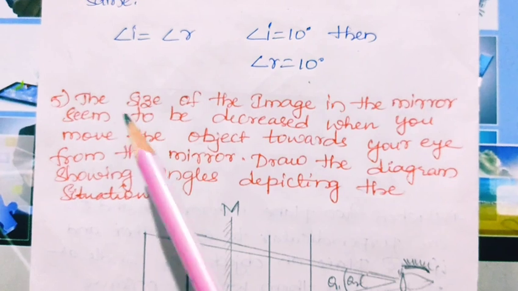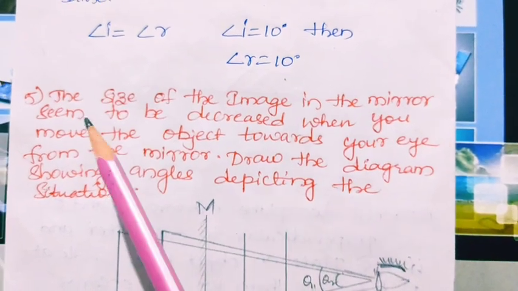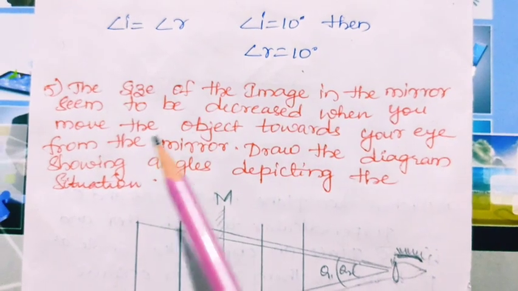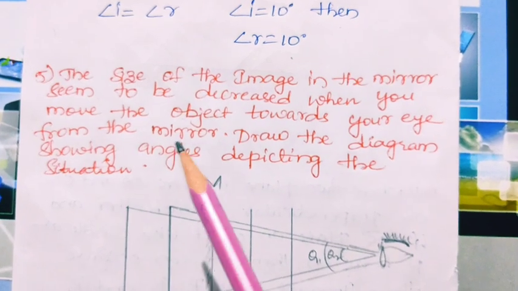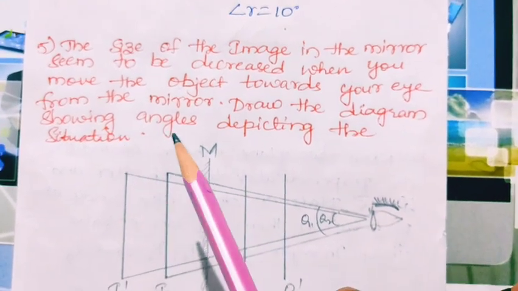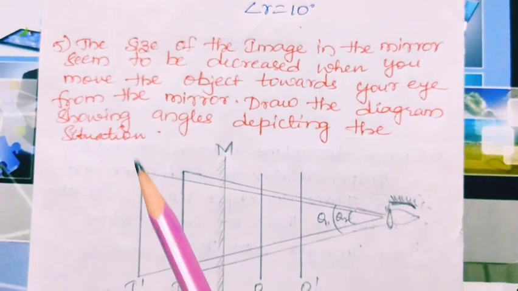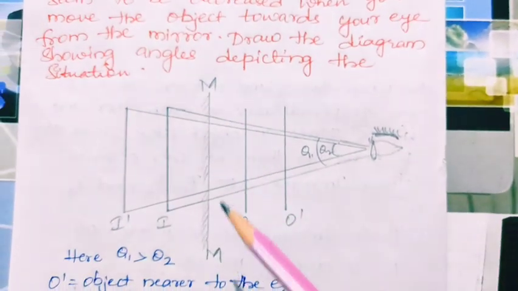Last question. The size of the image in the mirror seems to be decreased when you move the object towards your eye from the mirror. Draw the diagram showing angles depicting the situation. So here this is a plane mirror.